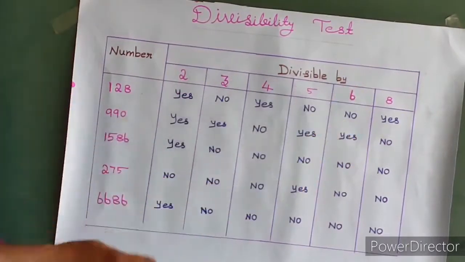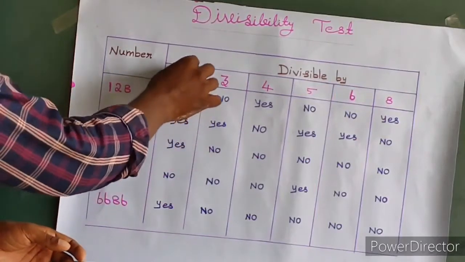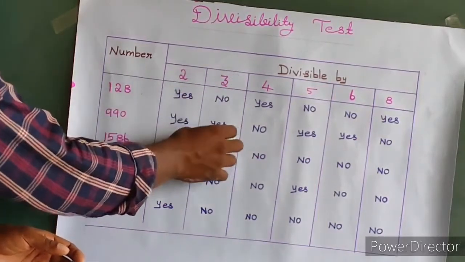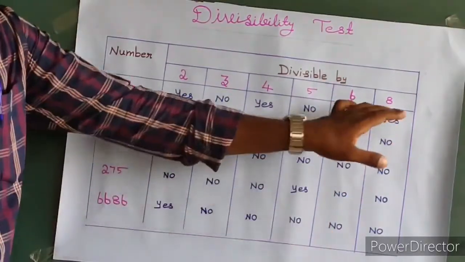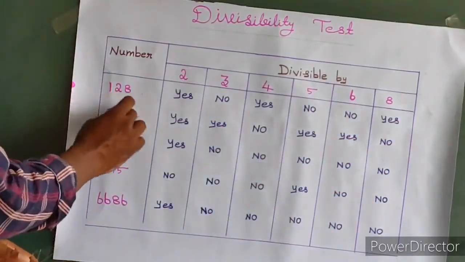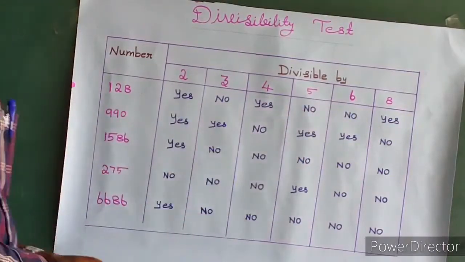What is 6? The number is divisible by both 2 and 3. So it is divisible by 2, yes, and divisible by 3 also, yes. So both 2 and 3 means this number is divisible by 6. What is the condition for 8? The last 3 digits, 990. So 990 is not divisible by 8.